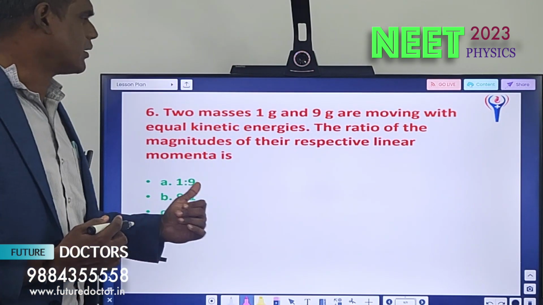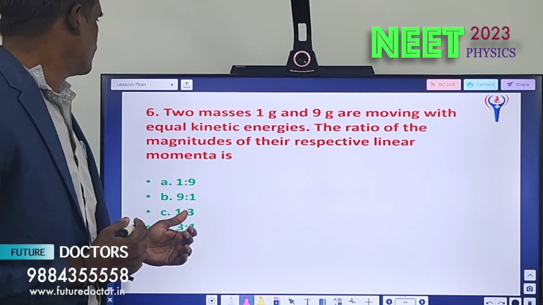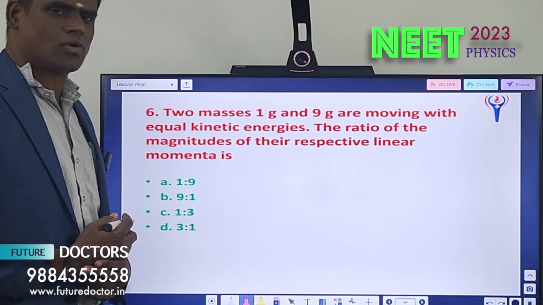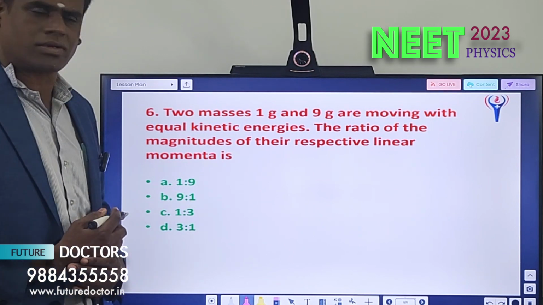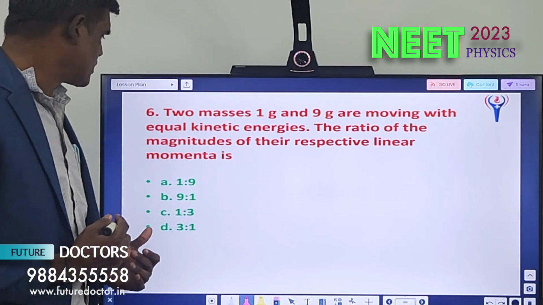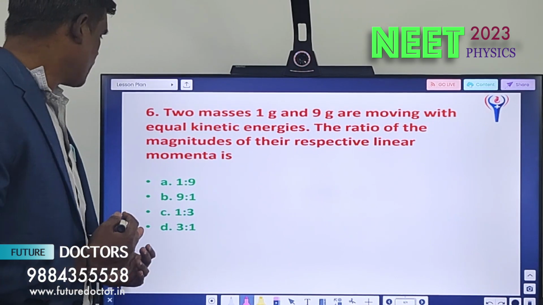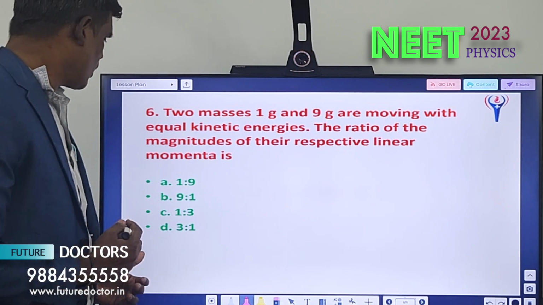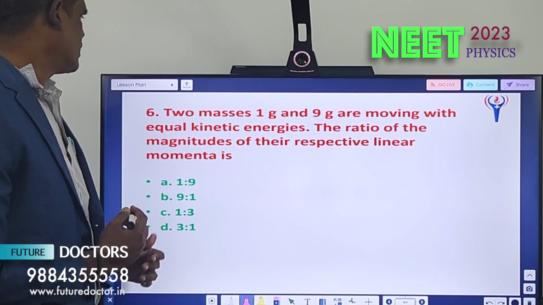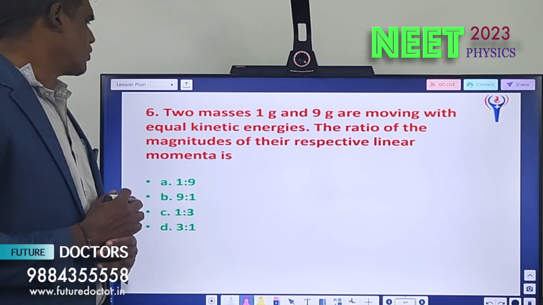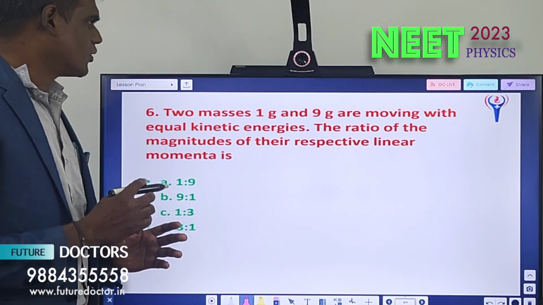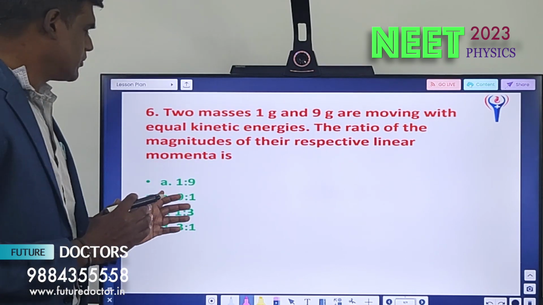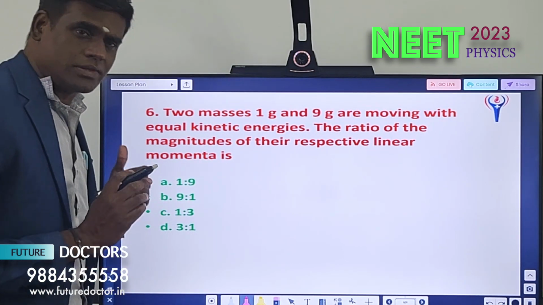Let's move to question number 6. 2 masses 1 gram and 9 gram are moving with equal kinetic energies. The ratio of the magnitude of their respective linear momenta is dash. A option 1:9, B option 9:1, C option 1:3, D option 3:1. That is, here you want to find the ratio of the magnitude of the linear momenta. So you should know the relationship between linear momenta, mass. From this, you are able to find the solution for this question.